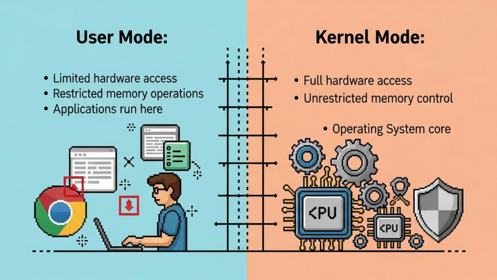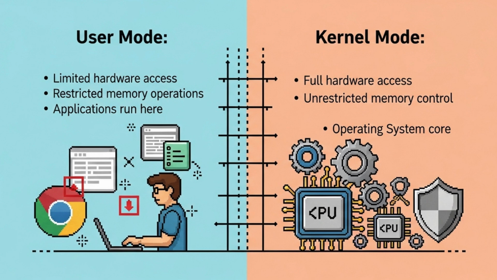Let's begin. At the heart of operating system security and stability lies the concept of privilege levels, primarily divided into user mode and kernel mode. Think of it like a strict bouncer at an exclusive club. User mode is where your everyday applications run. They have limited access, preventing them from directly manipulating critical hardware or memory locations. This isolation is a feature, not a limitation, as it protects the system from malicious or buggy software.